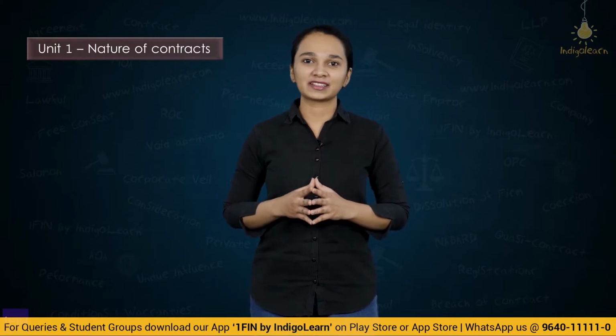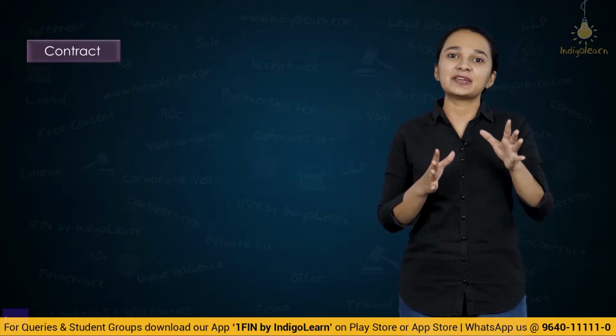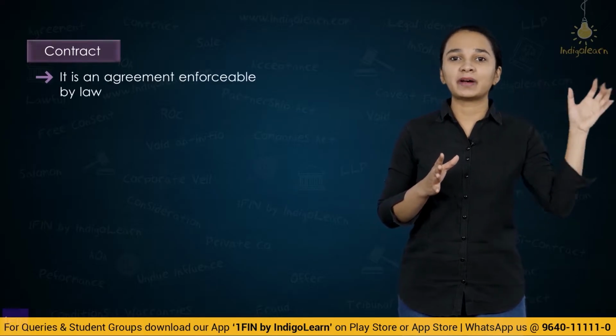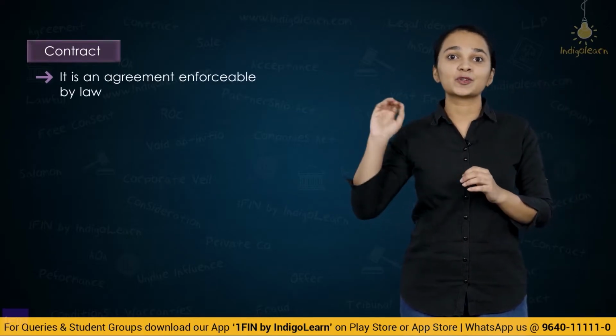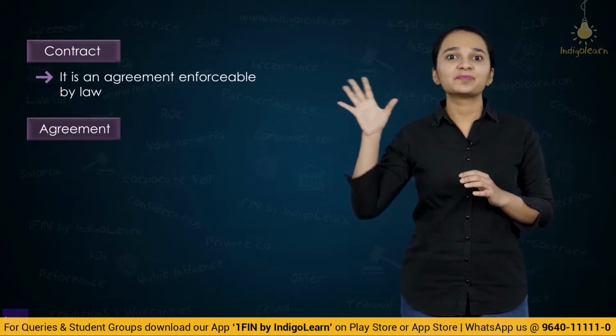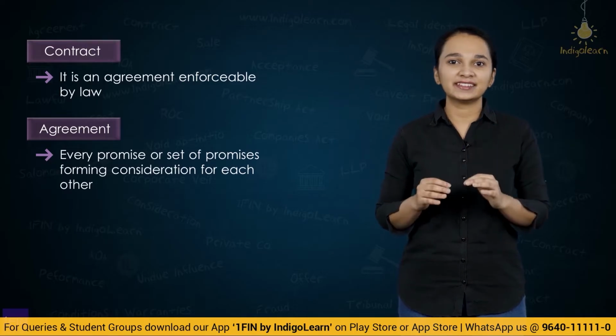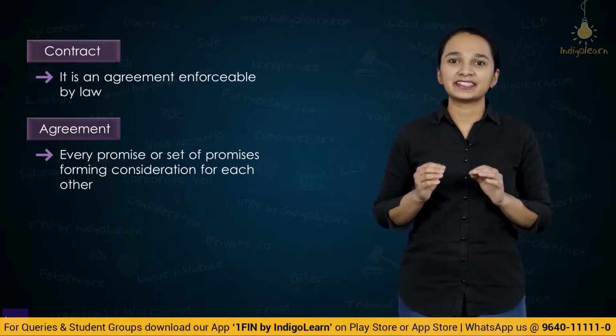Let's quickly summarize what we have understood and discussed in Unit 1 of the Indian Contract Act. We started with some basic terms. We've understood what is a contract. A contract is an agreement which is enforceable by law. And we've also understood what is an agreement. An agreement is every promise or set of promises forming consideration for each other.